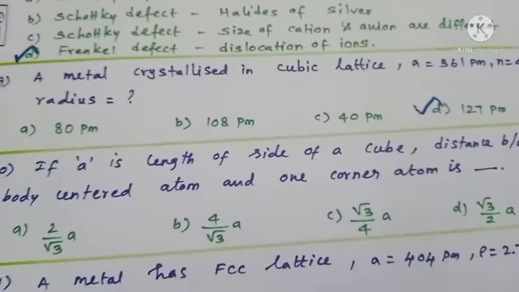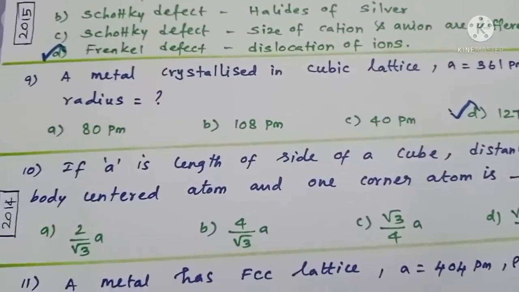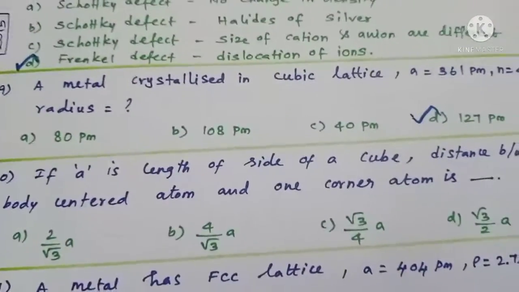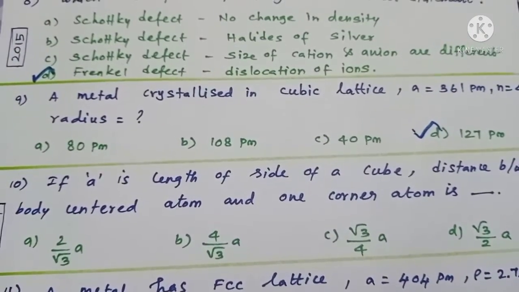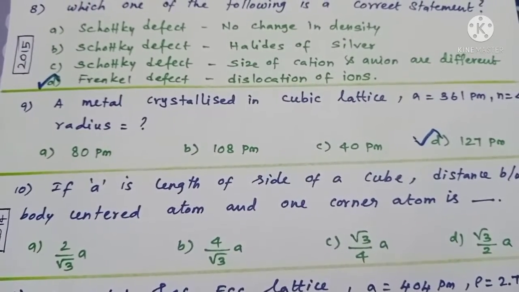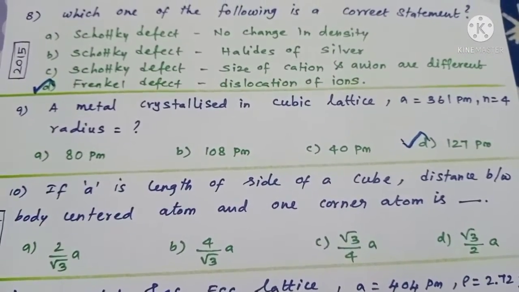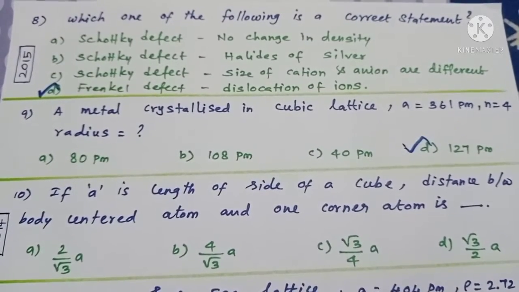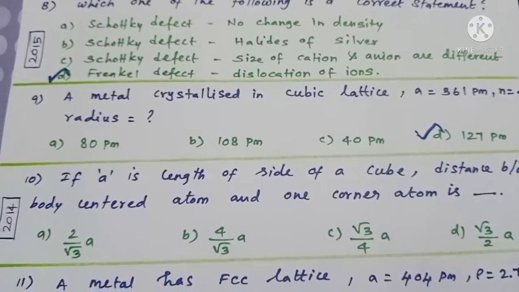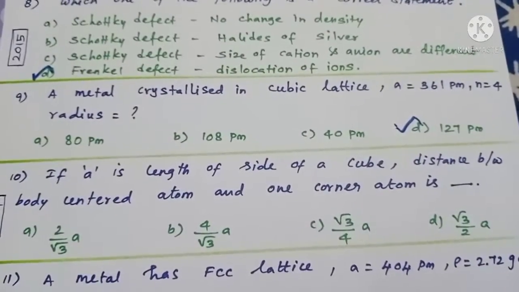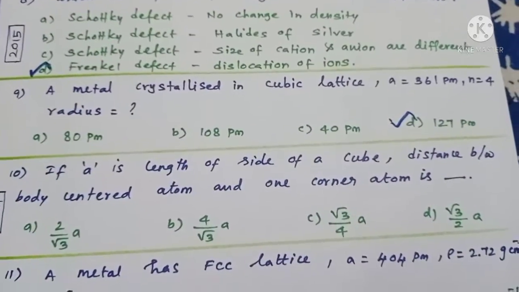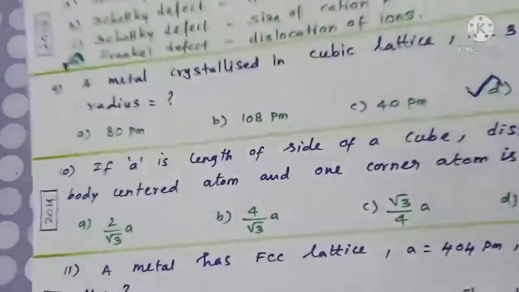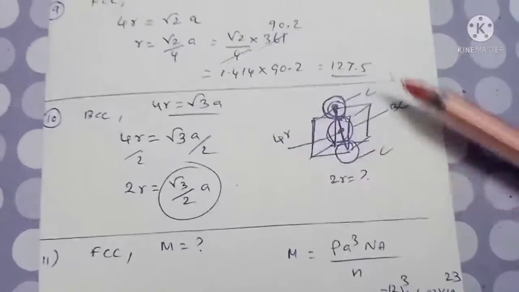If a is the length of a side of a cube, so a is nothing but the edge length of a cube, what will be the distance between the body center atom and one corner atom? It is a body centered cubic lattice. Here we have to find out the distance between a corner atom and a body center atom. Okay, right. Now let us see how to find it out. Right now I have drawn the body centered cubic structure. This is nothing but the BCC crystal lattice.